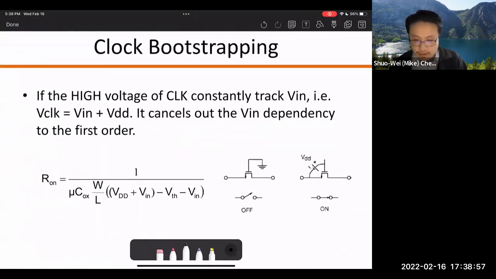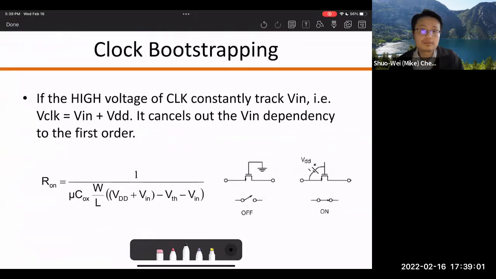Next, this is also almost like a cousin of the clock boosting. So we're also trying to play some trick on the clock side, but we are not just boosting up the swing. Okay, we call this clock bootstrapping circuits.